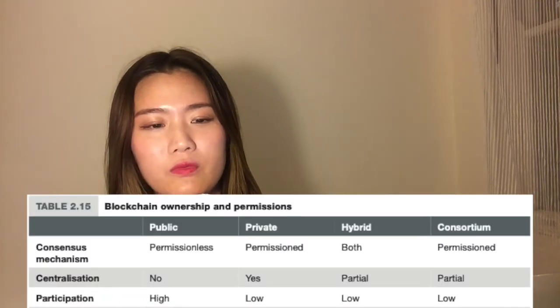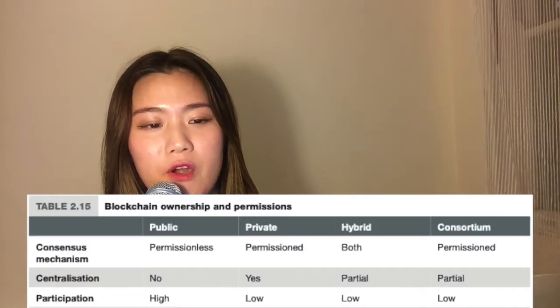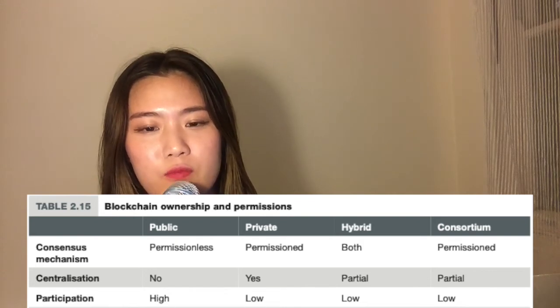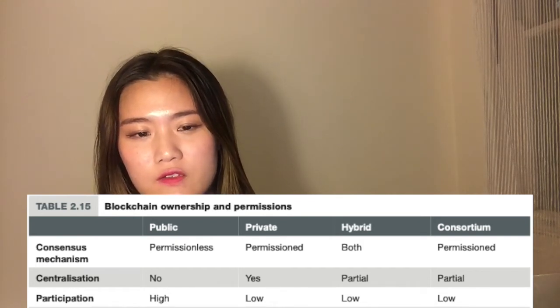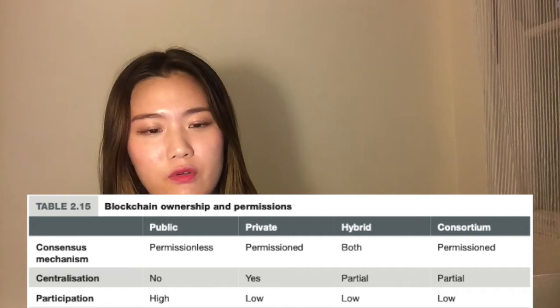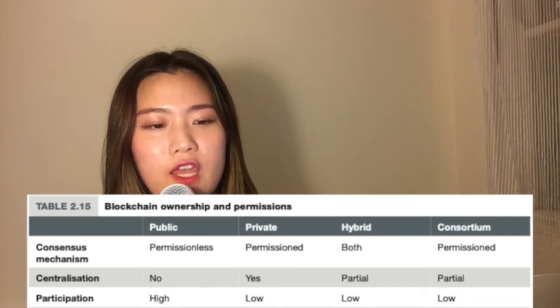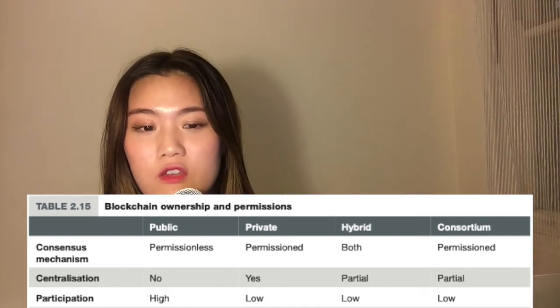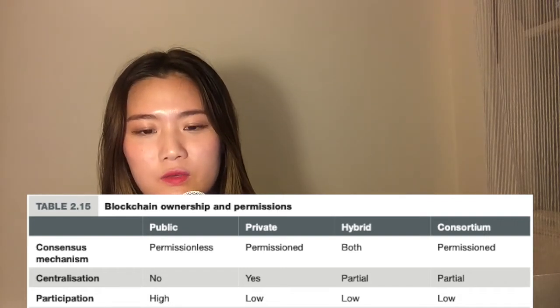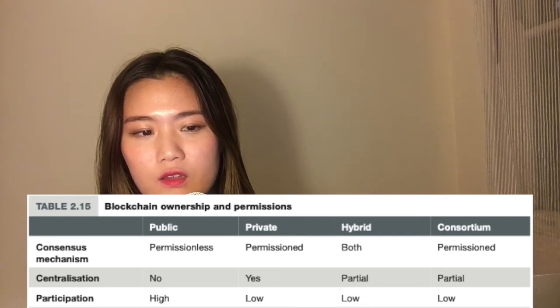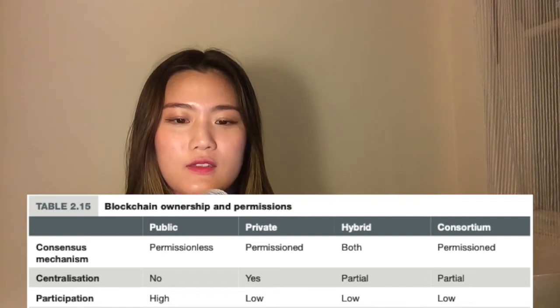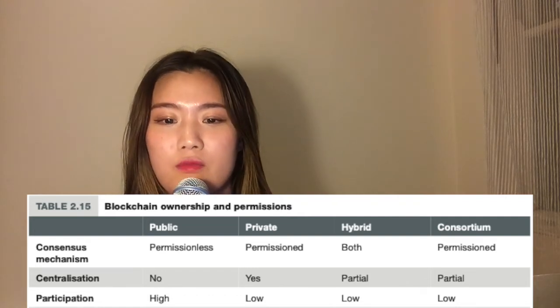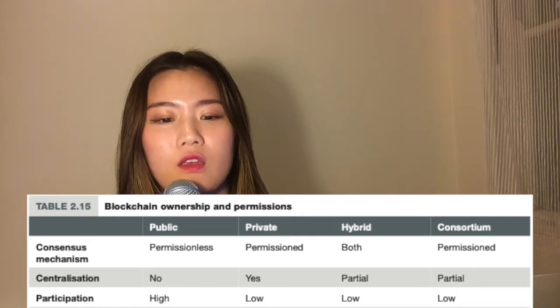So okay, let's just look at this table. A public blockchain is permissionless, whereas private and consortium blockchains are permissioned, and hybrid is both. A public blockchain is not centralized, private is centralized, and hybrid and consortium are partially centralized. There is high participation in a public blockchain, whereas there is lower participation in private, hybrid, and consortium blockchains.